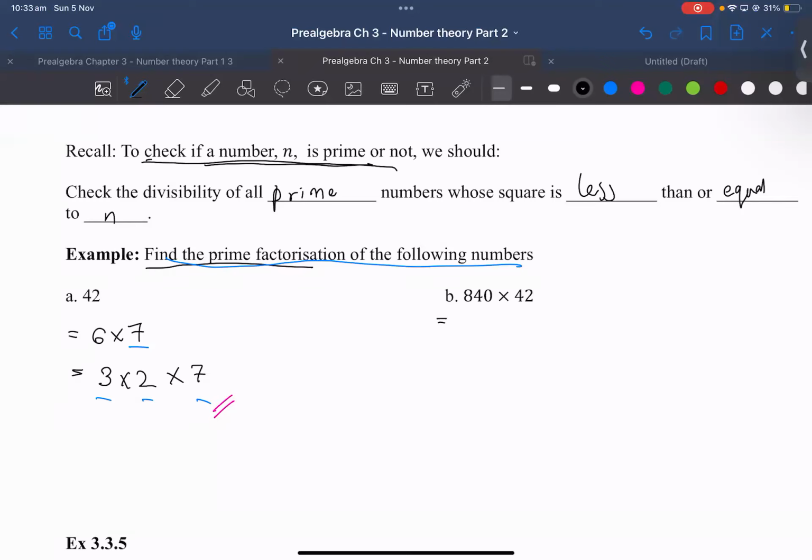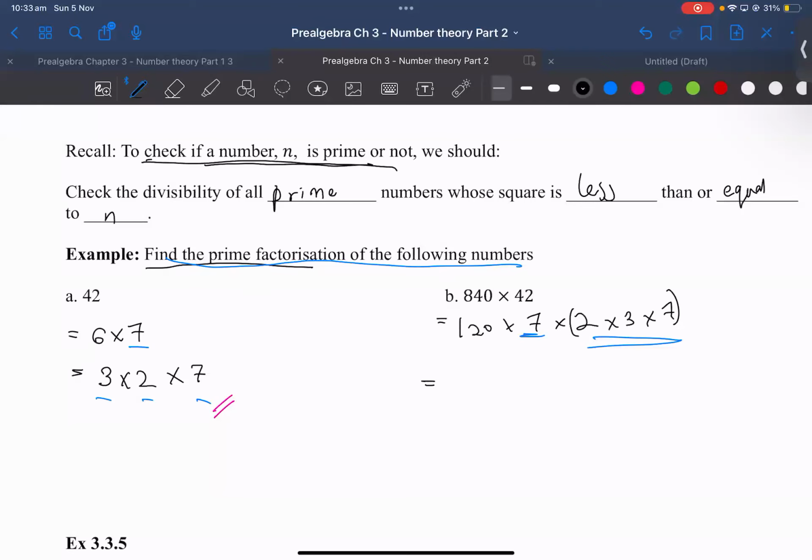120 times 7. Yeah, that's one way to start. And I already have the answer for 42, so I'm going to leave that here: 2 times 3 times 7. Keep this separate. It's 120 times 7. Are any of these numbers prime? 7 is prime, so we don't need to break that anymore. But we need to break down 120. How can we break down 120?